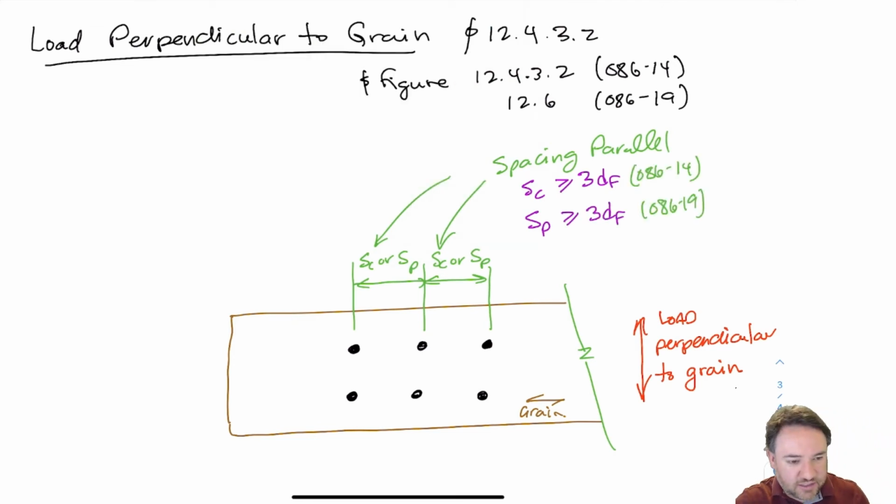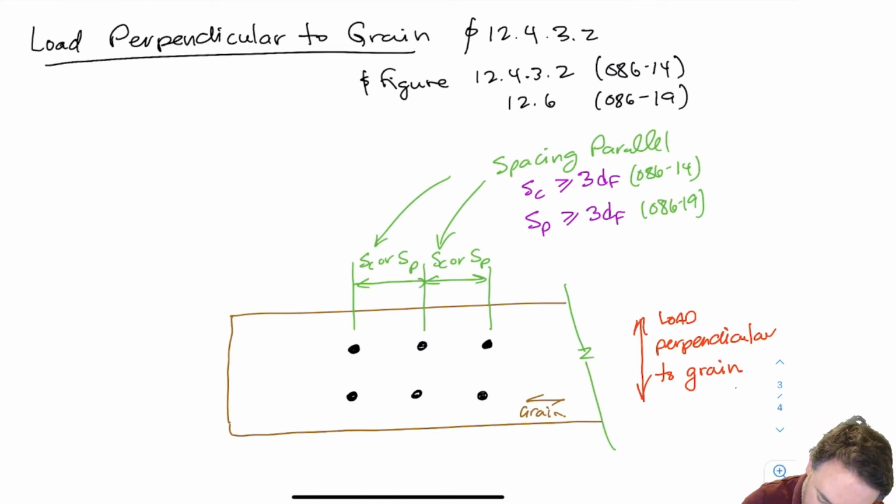Another nice thing that they did in the new standard is that they actually put all these requirements in a table. Before, you had to read them in paragraphs to figure out what they were. So now it's a lot more clear. So spacing parallel here now is only 3df, where it was 4df before, and that's because the load is not going parallel to grain anymore. So that spacing distance becomes less important.